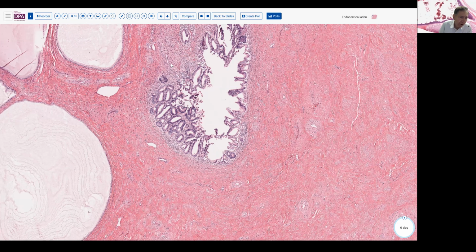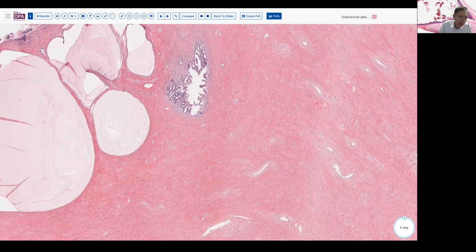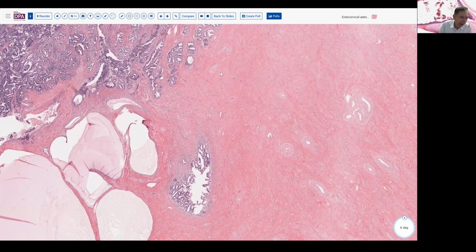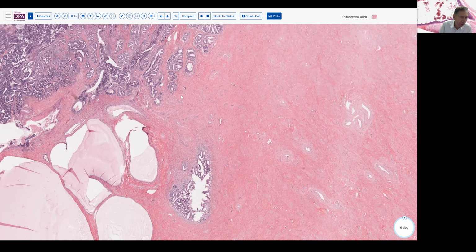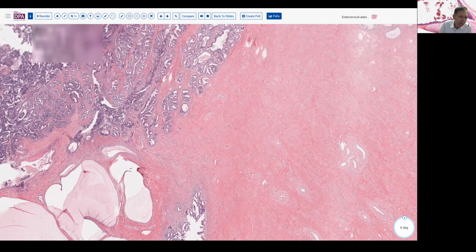There are three patterns of invasion in endocervical adenocarcinoma. There is what's called pattern A, which follows a very bland pattern like this, where it looks like it's just extending into pre-existing endocervical glands. And there's no inflammatory response.